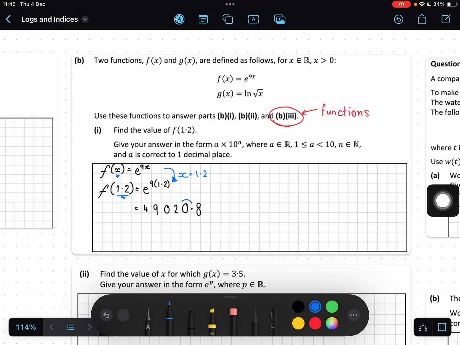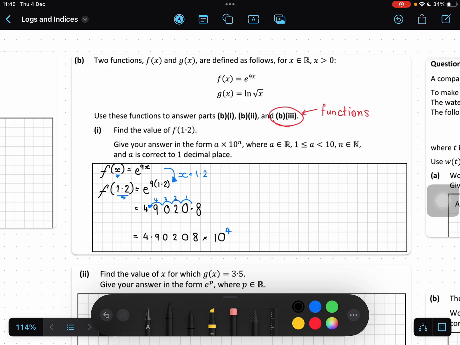So I would have to move the decimal place 1, 2, 3, 4 places to the left. If I wanted to write this as a number between 1 and 10, I would be writing it as 4.90208. But I have then moved the decimal place 4 places to the left. So I say times 10 to the power of however many places to the left you moved it, and that is what you put as the power on the 10. I have moved it 4 places to the left, so that power is 4.